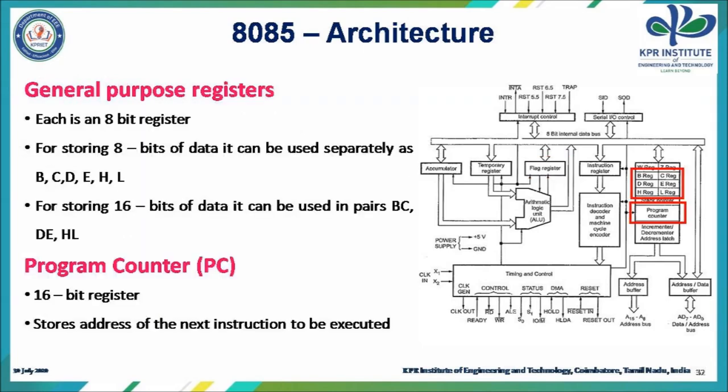Then comes the general purpose registers of the 8085. There are 6 general purpose registers: B, C, D, E, H and L. All these 6 registers are 8-bit registers, but they can also be combined as BC, DE and HL register pairs to be used as 16-bit registers. Then the program counter. The program counter is a 16-bit register. This program counter is used to hold the address of the next instruction to be executed.